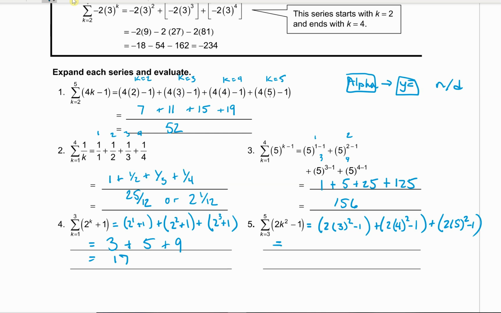So let's see, 3 squared is 9, times 2 is 18, minus 1 gives us 17. 4 squared is 16, times 2 is 32, minus 1, which is 31. 5 squared is 25, times 2 is 50, minus 1 is 49. So add them all up, I get 17 plus 31 plus 49, which is 97. There it is. So it's a little bit of work, but you can write them all out and you should be able to do it.